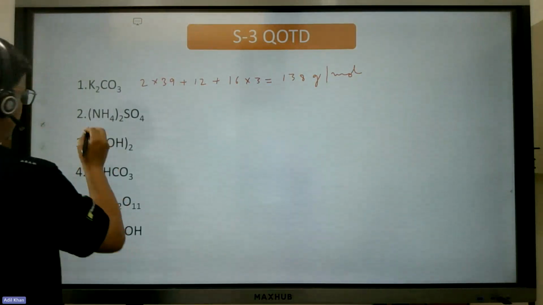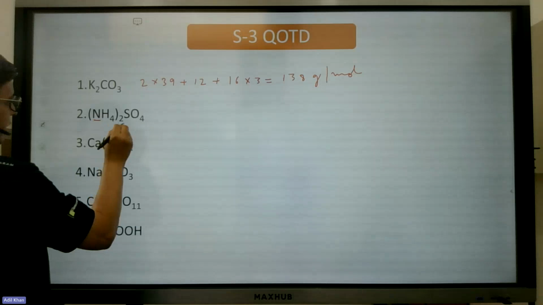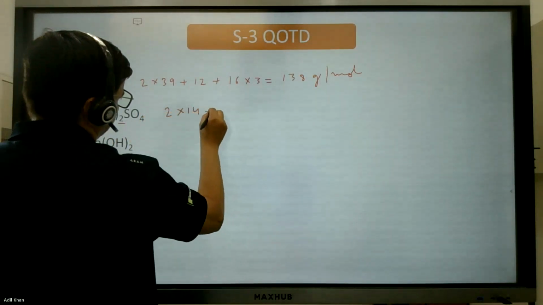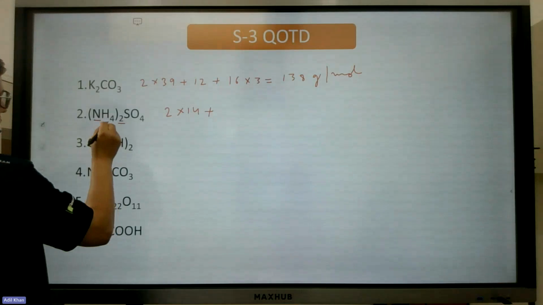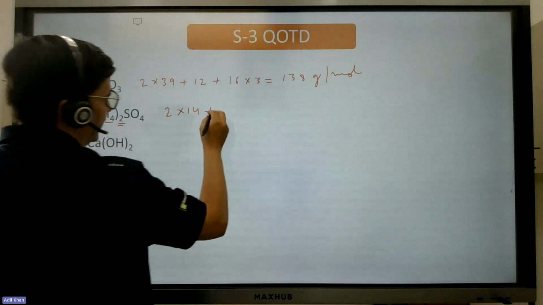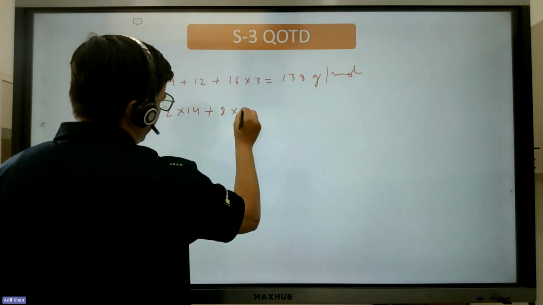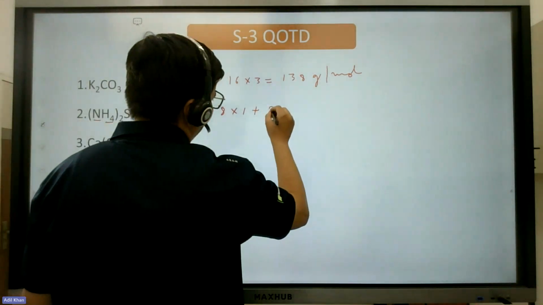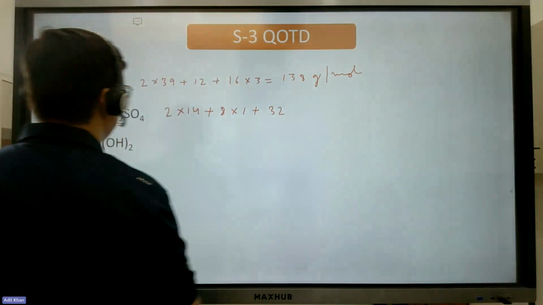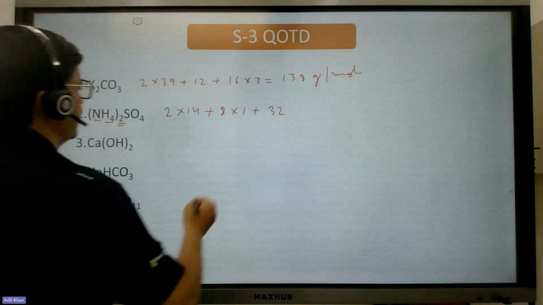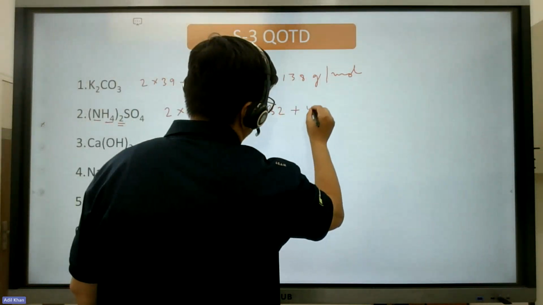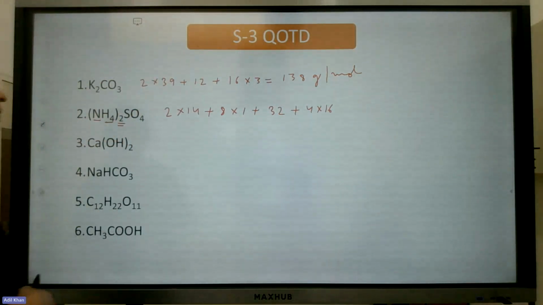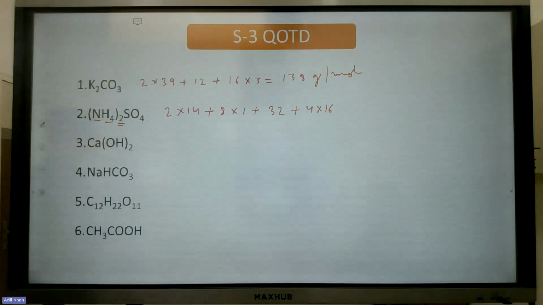Second one, ammonium sulfate. There are 2 nitrogen, 1 here into 2. So 2 into 14, plus 4 hydrogens into 2. So total 8 hydrogen. Hydrogen atomic mass is 1. Sulfur is 1 time, and sulfur atomic mass is taken as 32. Plus oxygen is 4 times, so it is 16. So 32, 64. Calculate this, how much it is going to give you.